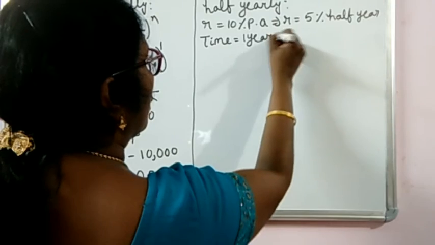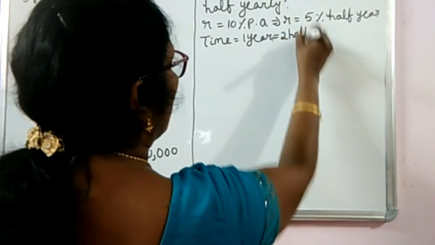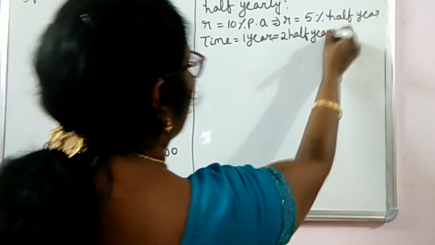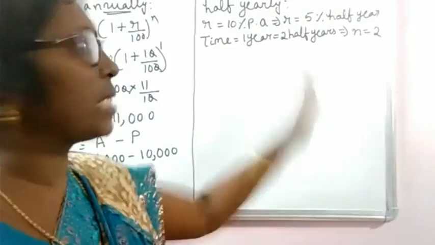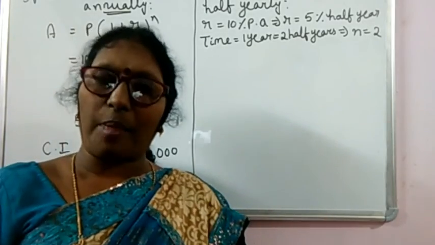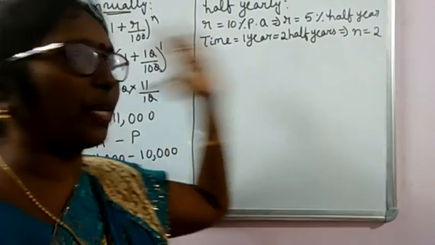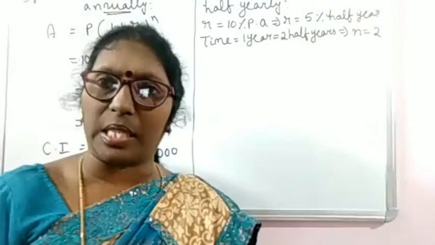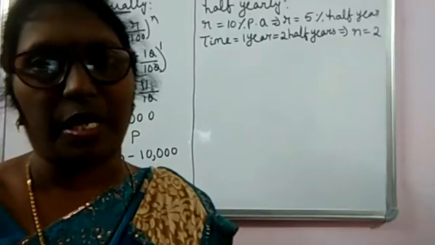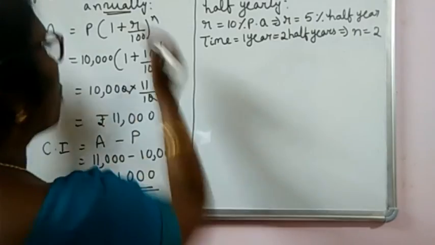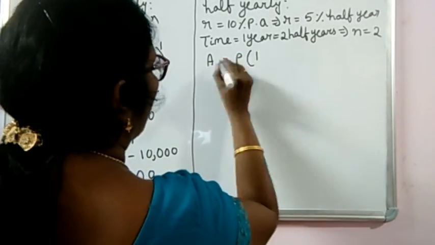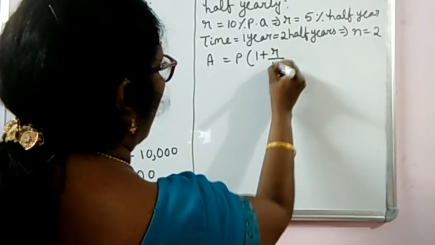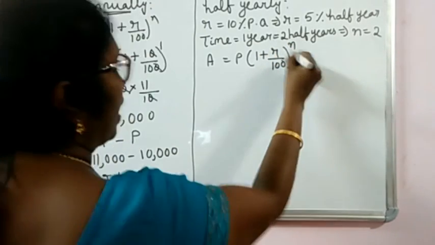That means 2 half years. You know that in 1 year there are 2 half years. That means n equal to 2. Hope this is clear to you. When interest is compounded half yearly, n should be in half years, rate also per half year. Okay? Now same formula we'll use. A equal to P into 1 plus R by 100 whole to the power n.